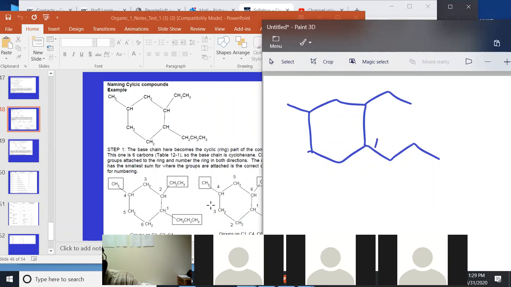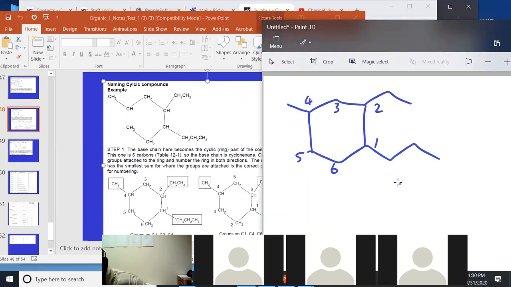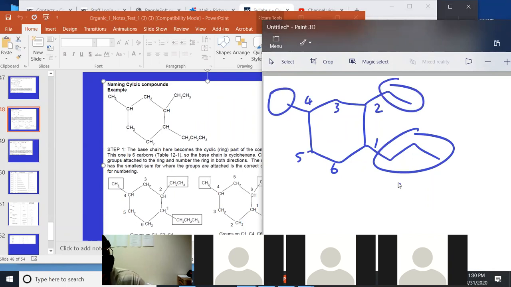So it'd be 1, 2, 3, 4, 5, 6. As you can see, you can try other ways of numbering, but they're going to end up giving you larger numbers on the substituent groups. The substituent groups here are the ones I'm circling, and you see this would be 1, 2, and 4. You can't get any lower than that on the numbering. Anybody got any questions?